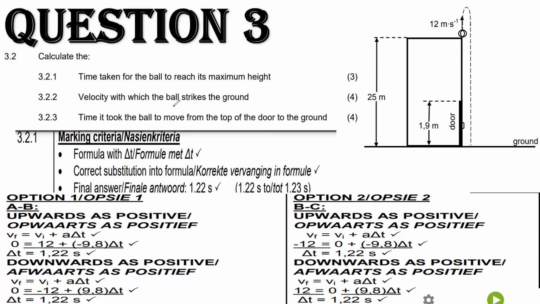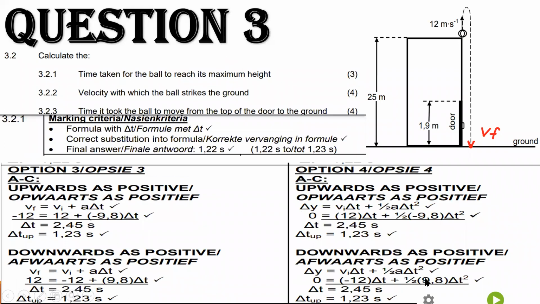Velocity with which the ball strikes the ground. Okay, velocity when the object is going down from the initial position. Now this is your final position, when the object is touching the ground. This is our V final. You are going to try to calculate this velocity. Let's give you 30 seconds for the question.